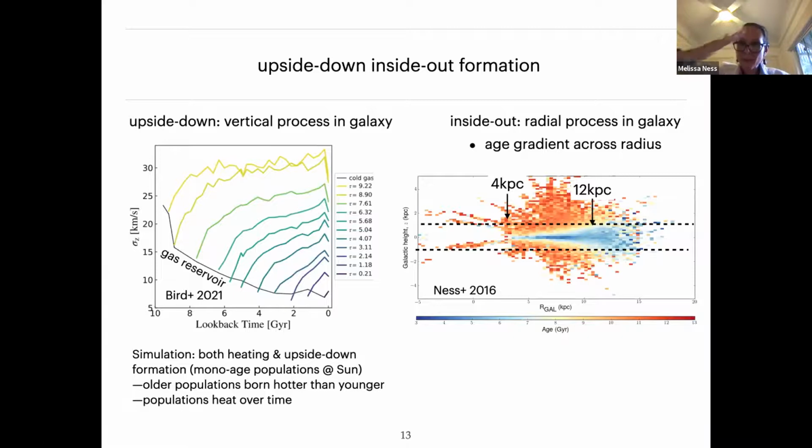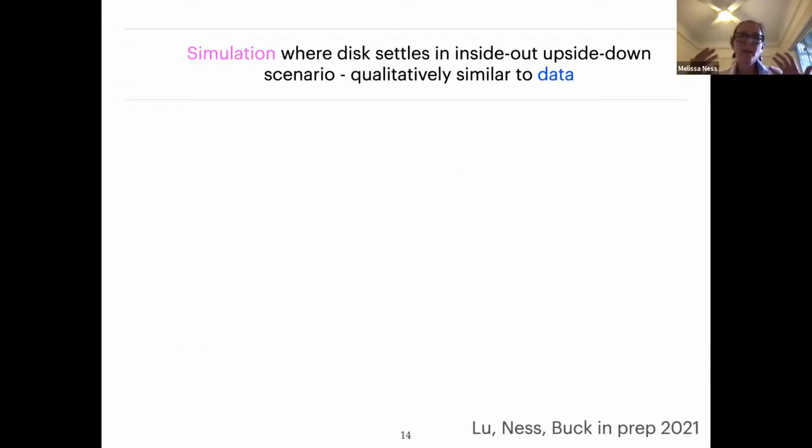Okay, so the simulation is representing both heating and upside-down formation. There's this gas reservoir that's cruising along look-back time, and you have stars being born, heating over time to the point that we would observe them today, and older stars are born with higher vertical velocity dispersions and younger stars with lower vertical velocity dispersions. So we have the expectation in galaxy formation that both of these processes are at play, and it's non-trivial to differentiate them. We can start to look at simulations and compare our simulations to our data, however.